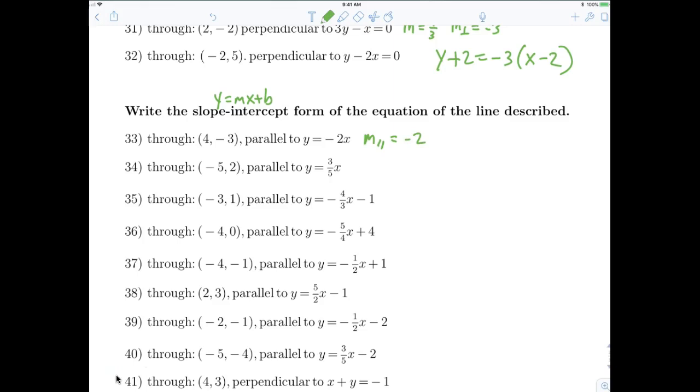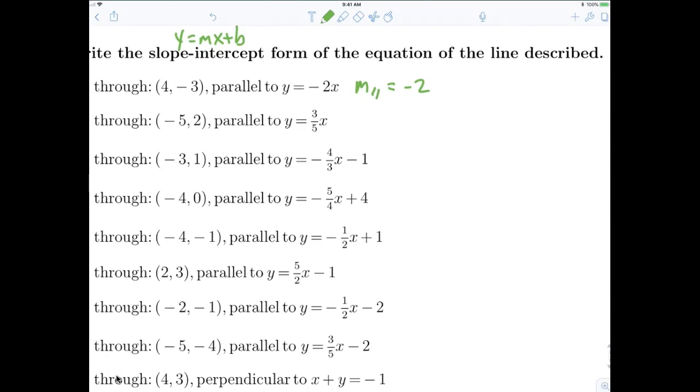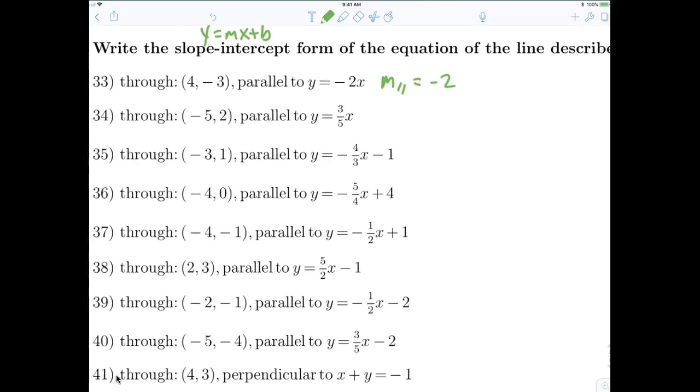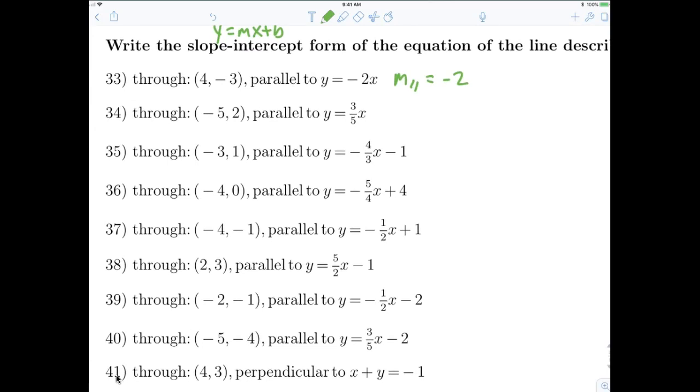Casey, tell me what the equation would be then. 33. I didn't think you were listening. So it would be y plus 3 equals -2 in parentheses x minus 4. Beautiful. All right, now we're not done, right? So what do I have to do? Distribute. Go ahead. -2x plus 8, and then 3 minus 8 is 5.